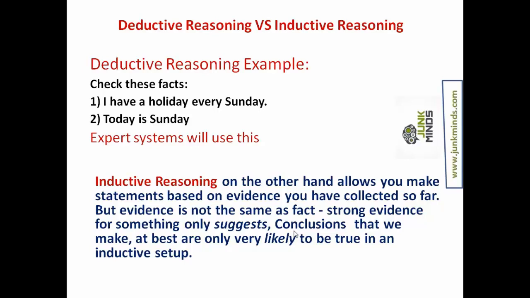Deductive reasoning. Look at an example that I've given you here. Suppose I give you some facts. When I say facts, it means that there is no doubt whatsoever regarding whatever I'm telling you. The first fact is, I have a holiday every Sunday. And then I tell you that today is Sunday. Now in deductive reasoning, you can come to a conclusion that today I have a holiday. This is what you have deduced from the information given to you. And obviously if both of these are facts, the conclusion that you made has to be true. Later on we'll see that systems like expert systems use deductive reasoning. They come to a conclusion by looking at the facts given to them.